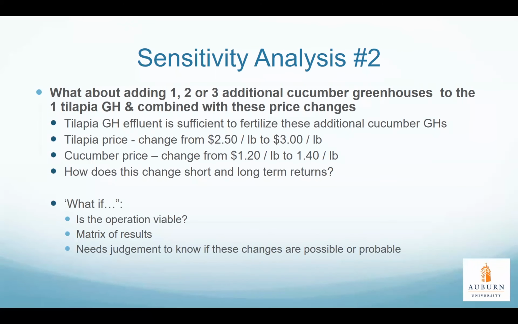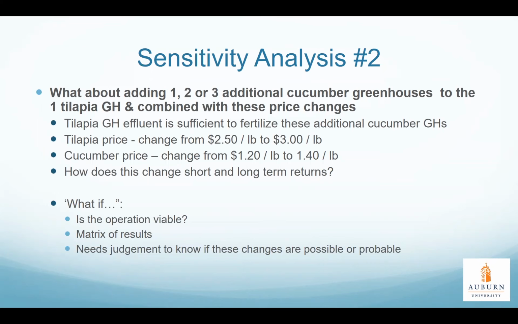So sensitivity analysis number 2. What if we add another greenhouse? What if we add another plant greenhouse, or 2 more plant greenhouses, or 3 more plant greenhouses? The research that has been conducted by Daniel Wells and Brendan and David Blersch has shown us that there's plenty of fertilizer in the water to fully fertigate these additional greenhouses. But is it practical? I mean, to increase the number of greenhouses, we're going to have to increase the number of greenhouse units.